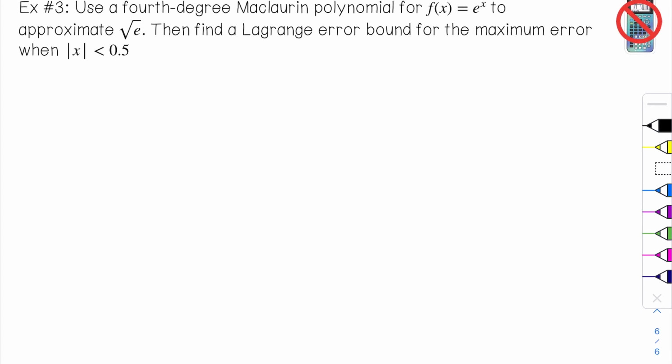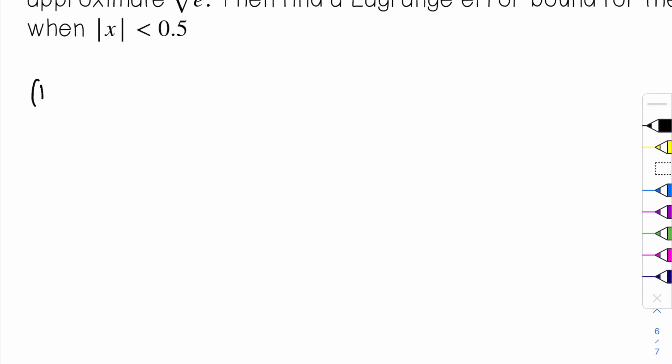So now we're going to use a 4th degree Maclaurin polynomial for e to the x to approximate the square root of e. And then we're going to find the error bound for the maximum error. All right, so same sort of problem. We're going to start with the Maclaurin series.